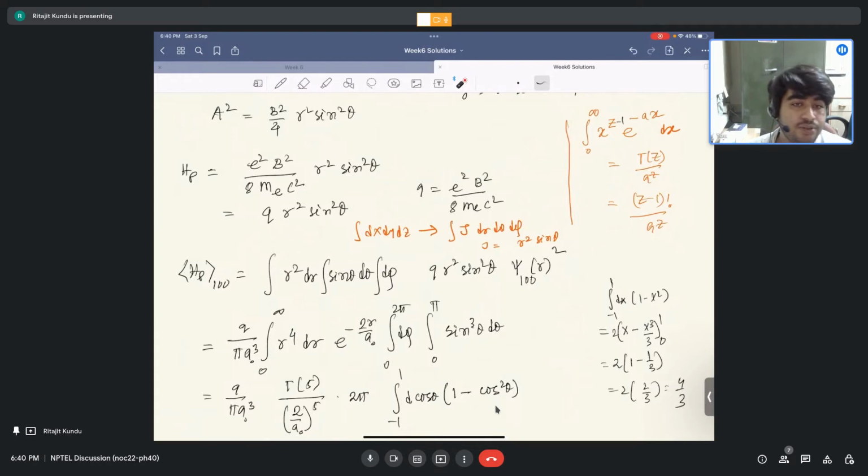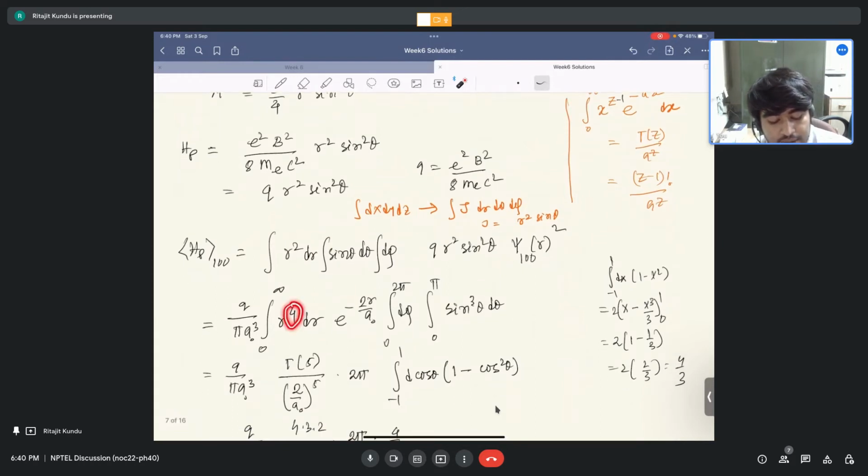Now we'll just use this identity, and you see that whenever this is 4, then I have to write 4 plus 1, so this is gamma 5. Gamma 5 means 4 factorial, so gamma 5 divided by 2 by a naught to the power 5. And there is also this integral over d phi, but we see that there is no function of phi in this case, right? So this just becomes 2 pi. That's what I have written here. And lastly there is the sine theta cube integration, 0 to pi.